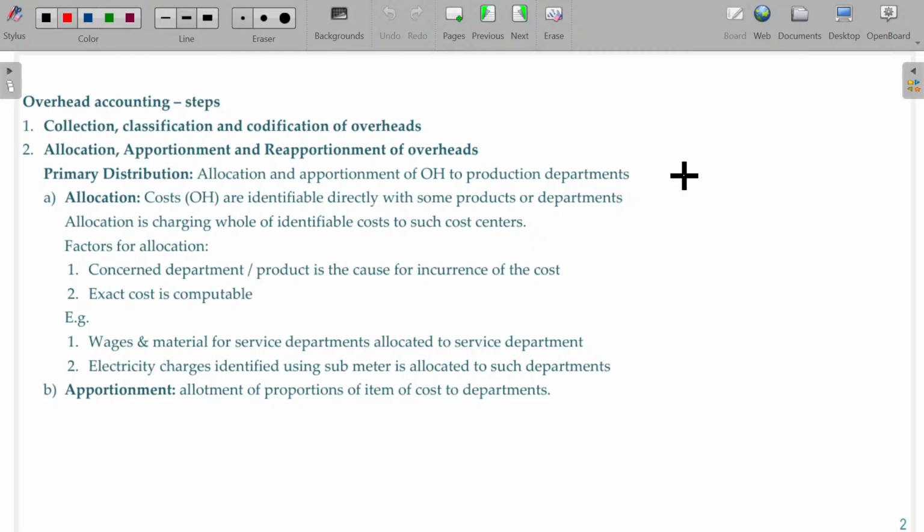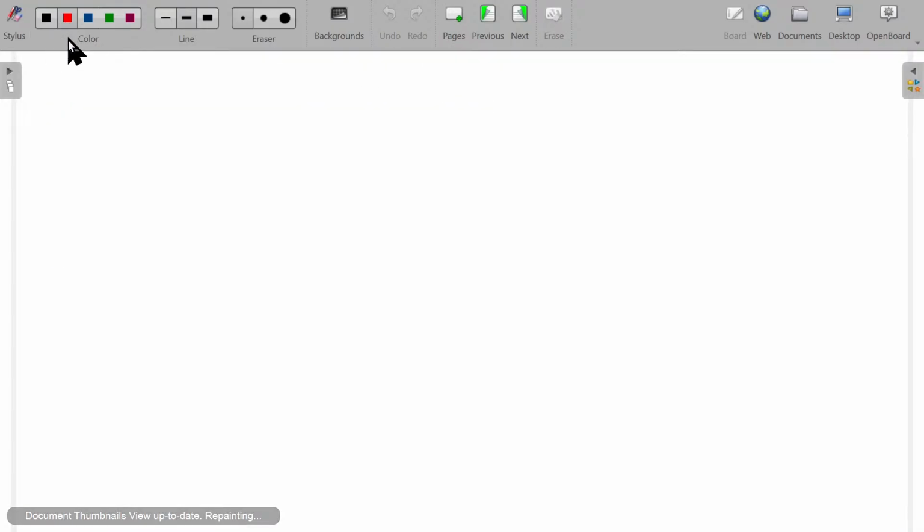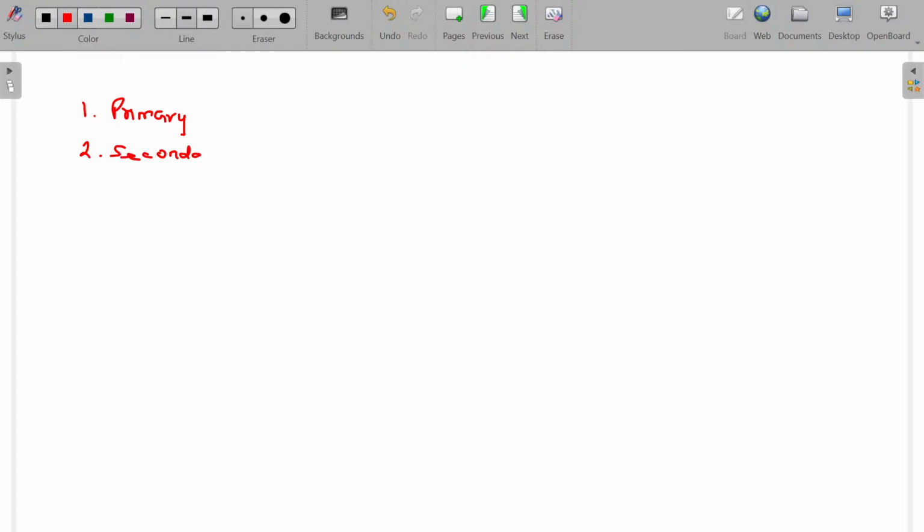So in this, for the calculations part, we have predominant steps here. One is primary distribution. Second one being secondary distribution of the overheads. And third step is finding overhead recovery rate. Fourth step is absorption.